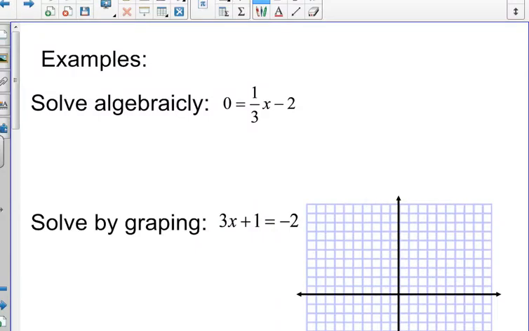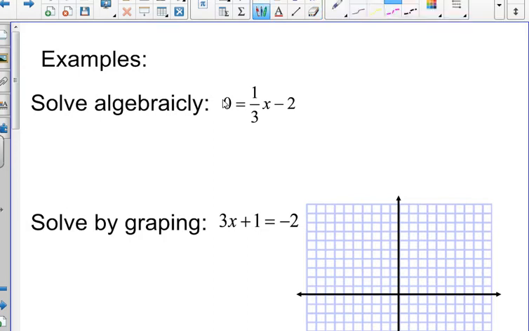Okay, here's some problems to solve linear equations. We're going to do it by graphing and by algebra. And what you're trying to find out is where y equals 0, what is the solution for x? Okay, so where it crosses the x-axis. So you can do that algebraically. Instead of writing a y right here, we have a 0 because we know that where the graph hits the x-axis, that's where y is equal to 0.